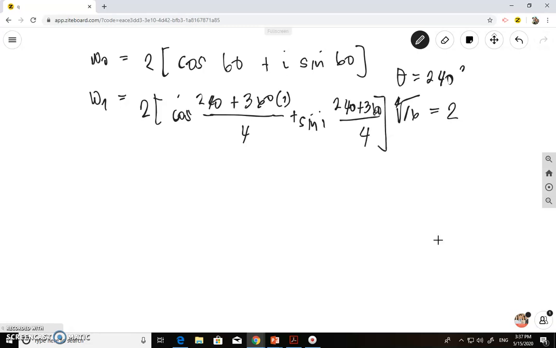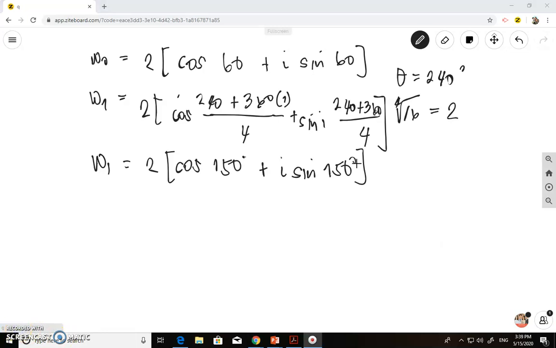So how much is that one now? We have 240 plus 360 divided by 4. So therefore we will have now W1 is equal to 2 times cosine 150 plus I sine 150 degrees. Okay, so that is for K equals 1, and the previous was K equals 0.